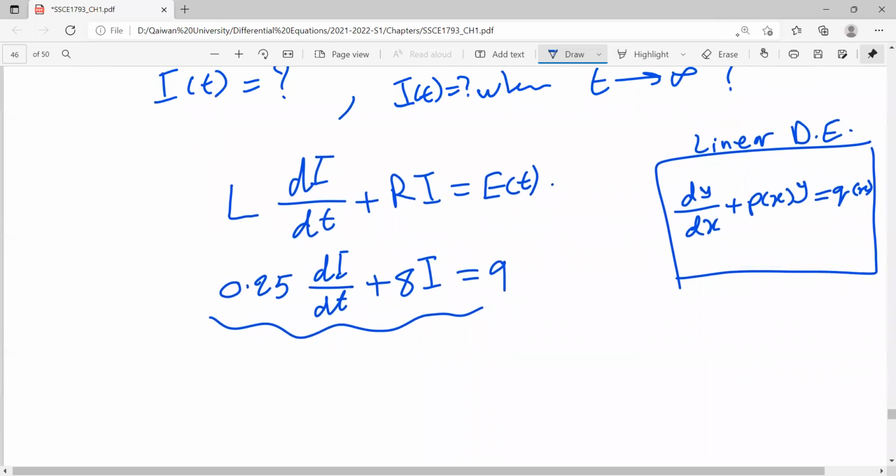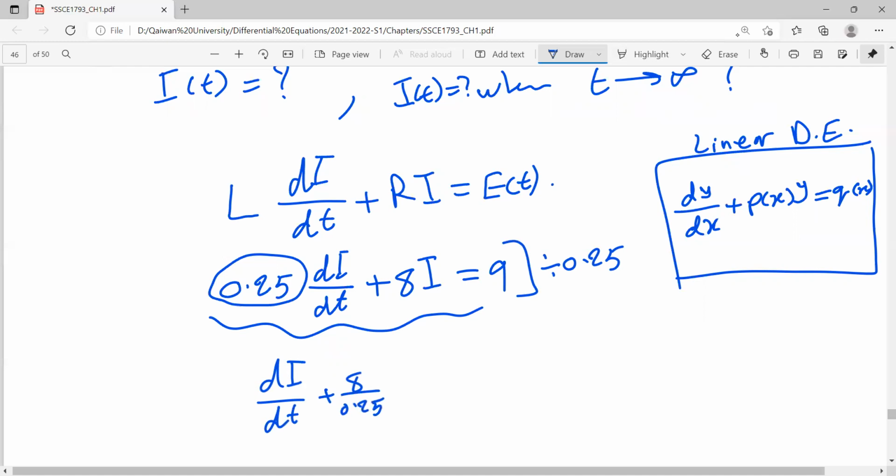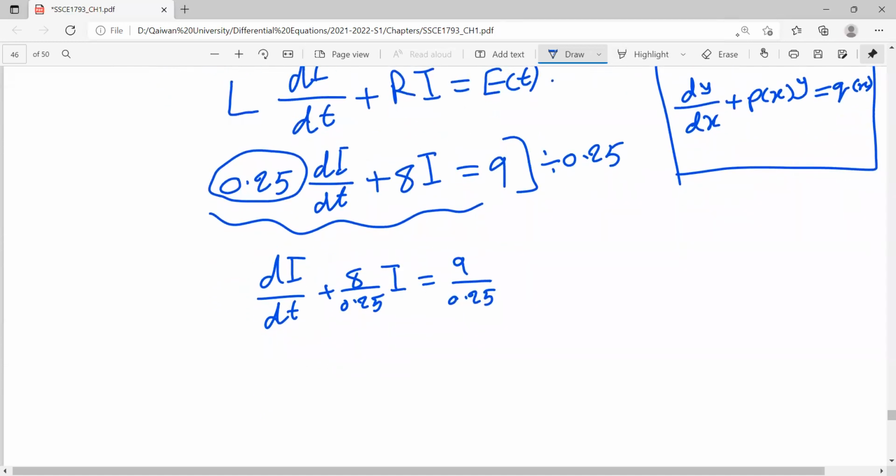What should we do first? We must make the coefficient of dy by dx equal to 1. How? By dividing both sides by 0.25. Here, the coefficient of the derivative di by dt must be 1. So we divide both sides by 0.25. What we get is di over dt plus 8 over 0.25 I equals 9 over 0.25. Okay, 0.25 means 1 over 4. That means 8 over 1 over 4 is 32, is it?